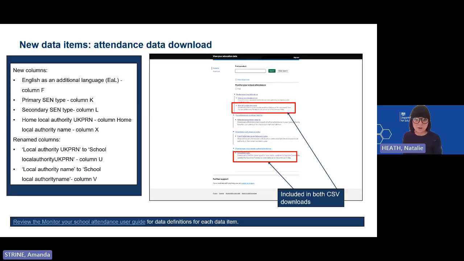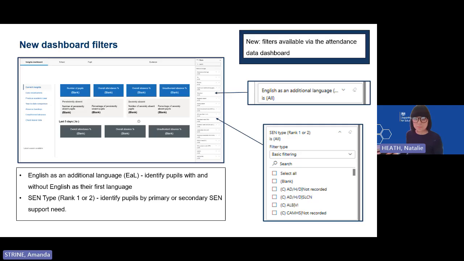The SEND types are ranked first and second, and that is again based on what's recorded in the school MIS. The primary need is the most significant, and that's ranked as the first, and the secondary need is the secondary. We only collect two rankings via the daily data collection, so just bear that in mind. Next slide, please.